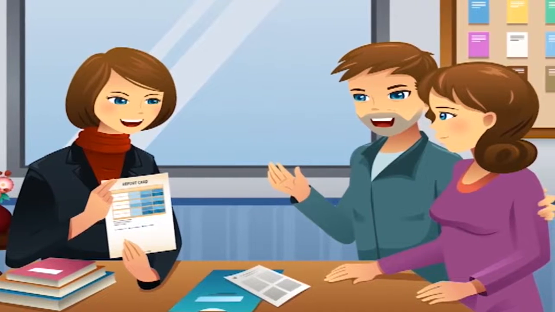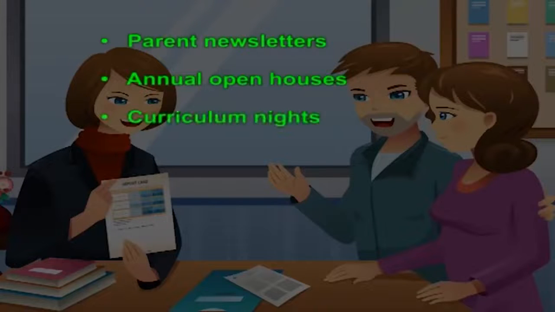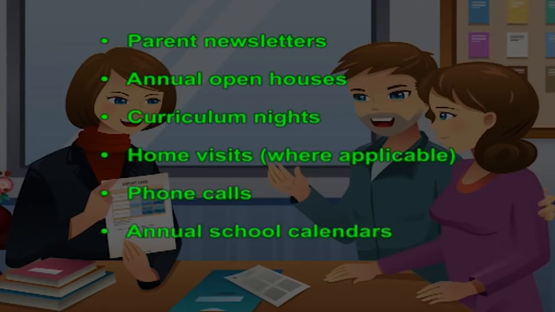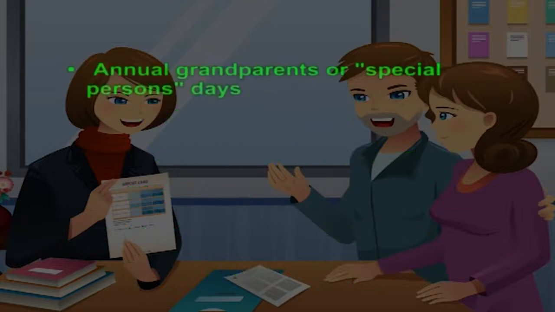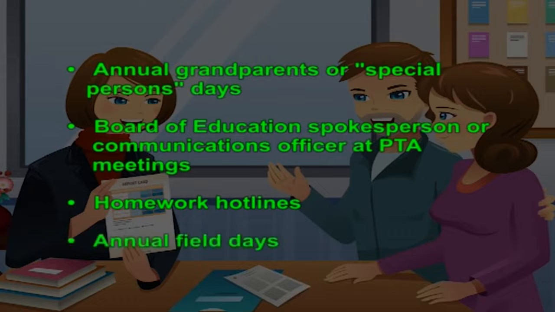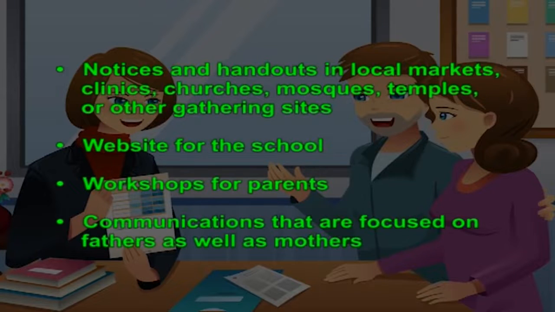It is essential that a variety of strategies adapted to the needs of particular families and their schedules be incorporated into an overall plan. Some strategies to consider include parent newsletters, annual open houses, curriculum nights, home visits wherever applicable, phone calls, annual school calendars, inserts in local newspapers, annual grandparents or special persons days, Board of Education spokesperson or communication officer at PTA meetings, homework outlines, annual field days, notices and handouts in local markets, clinics, churches, mosques, temples or other gathering sites, website for the school, workshops for parents, communications that are focused on fathers as well as mothers.